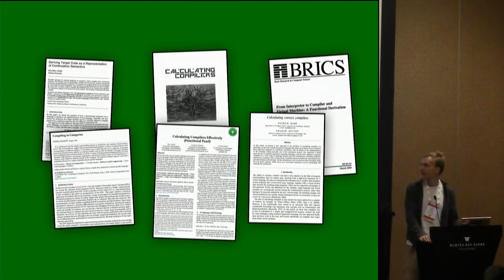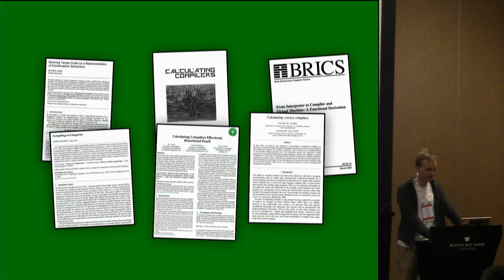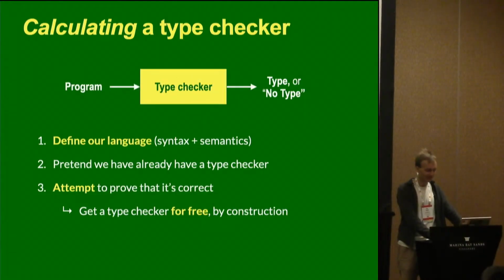There's quite a lot of work in this idea of calculating compilers from specifications. So the idea is that you can start with a semantics of your language, and you can derive a compiler for it mechanically, as well as a virtual machine for these semantics. I think this is a really cool area, and we were just wondering, can we apply this to type checkers? Can we derive type checkers mechanically via calculation? And yes, you can. You can actually do that.